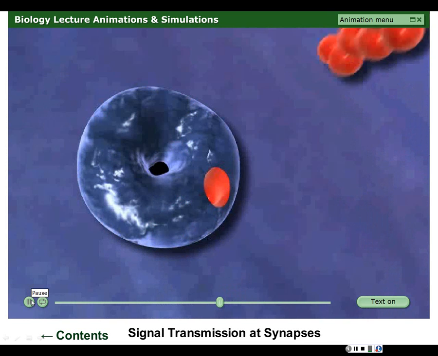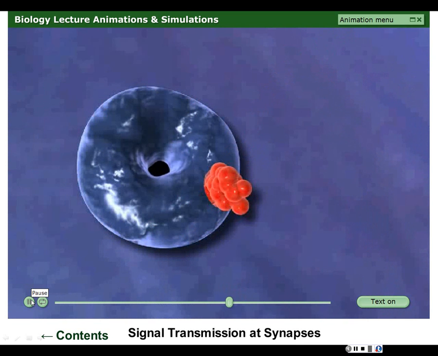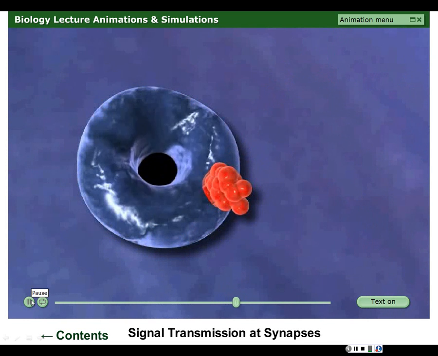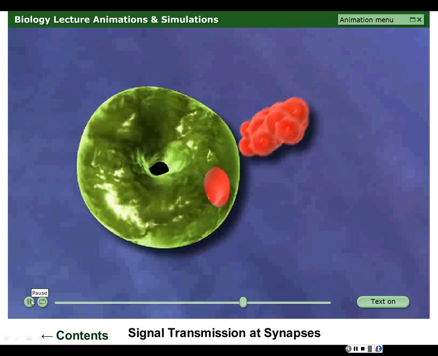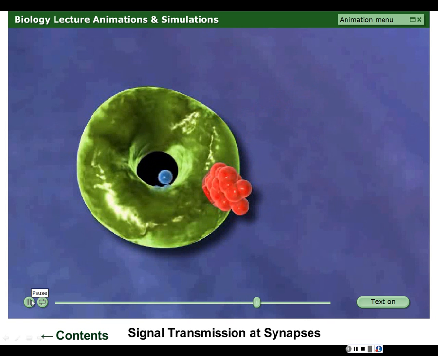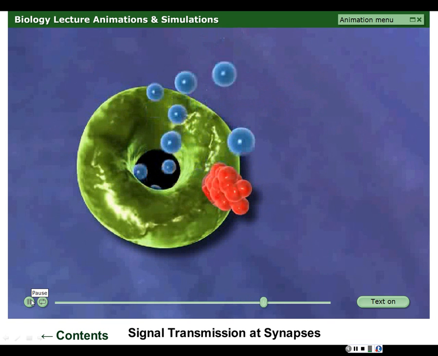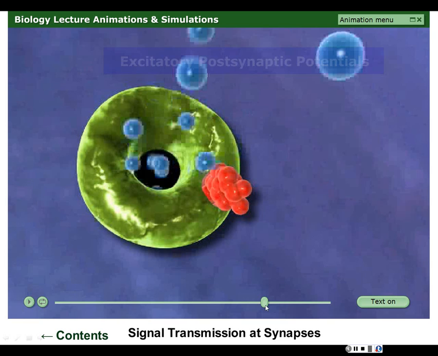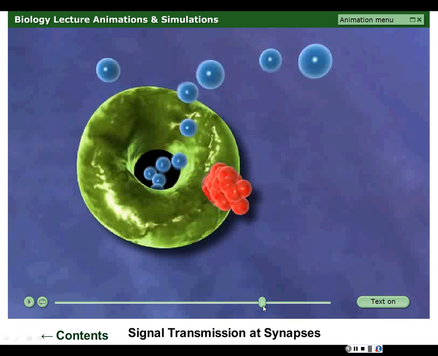So in an inhibitory postsynaptic potential, we would see chemically gated potassium channels open up, and potassium would flow out of the cell. And the effect would be hyperpolarization in the postsynaptic cell. Does that make sense?